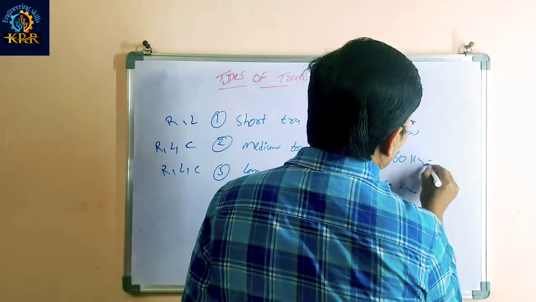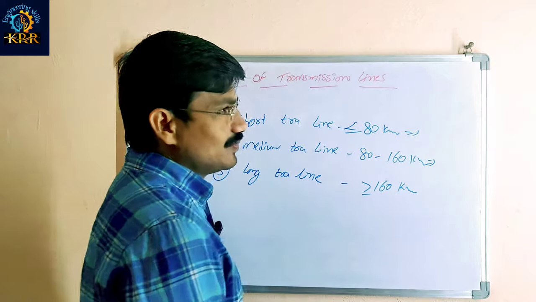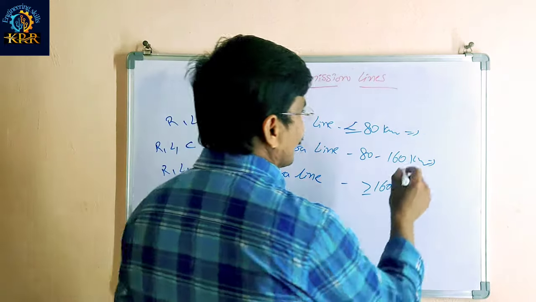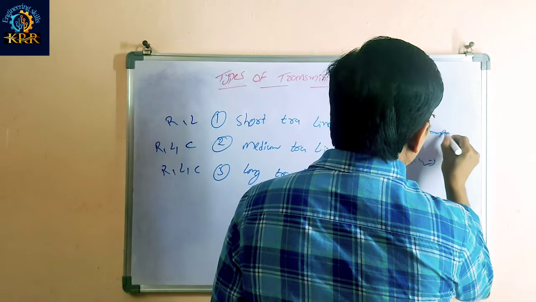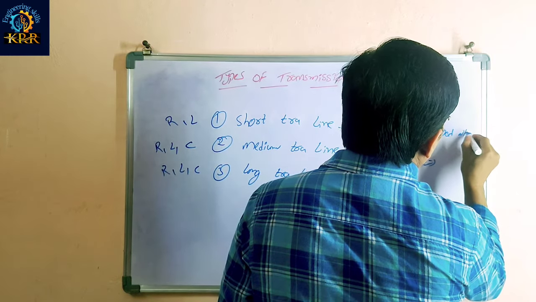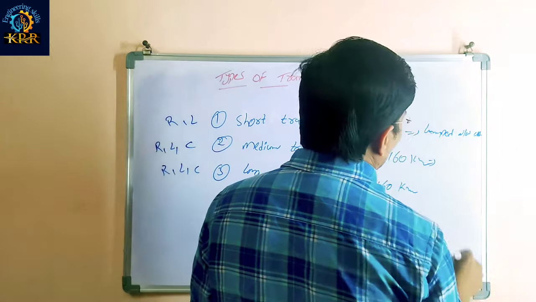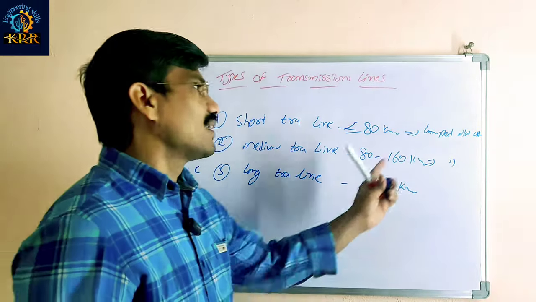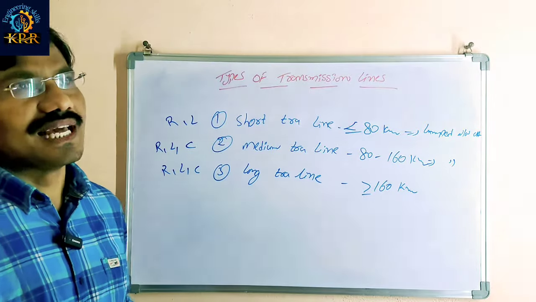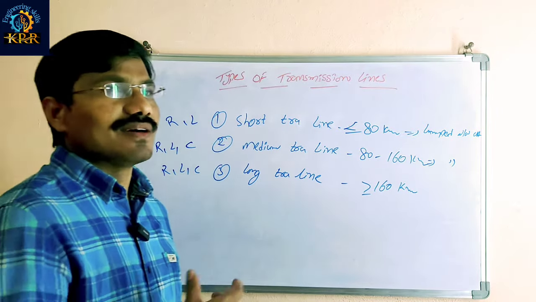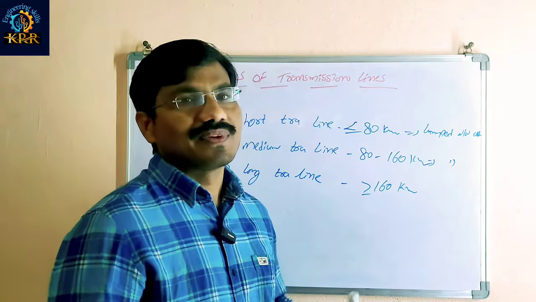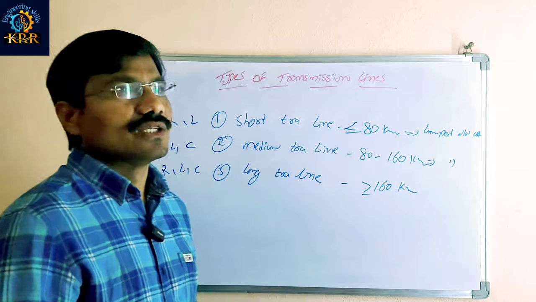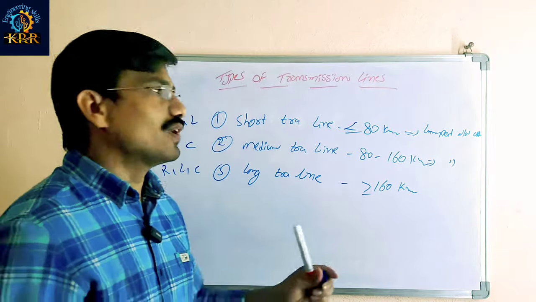In the short transmission line and medium transmission line, these are lumped networks. Lumped network circuits. This is also the same, lumped network circuits. In these lumped network circuits, with the help of steady state analysis, with the help of KVL and KCL, we can calculate the unknown values with the help of known values.